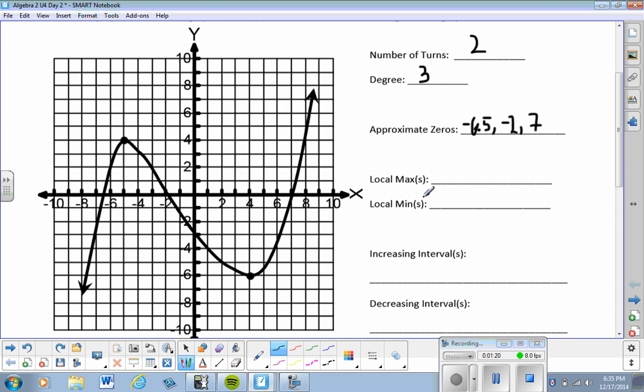All right, so our local max, that's our maximum value, the point at which this graph is the highest. Looks like it's right here, which is the ordered pair negative 5, 4. And then our local min, it's our lowest point, that's going to be 4, negative 6, right here.